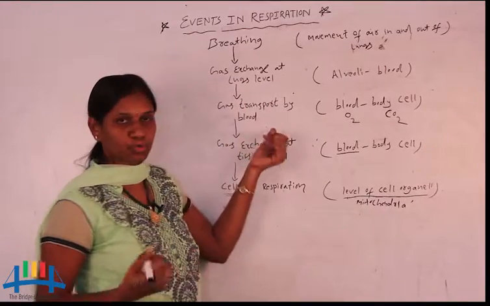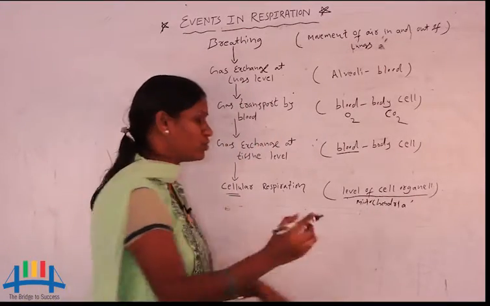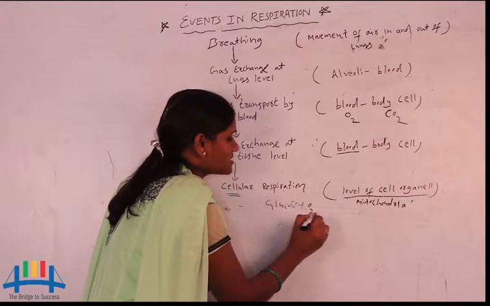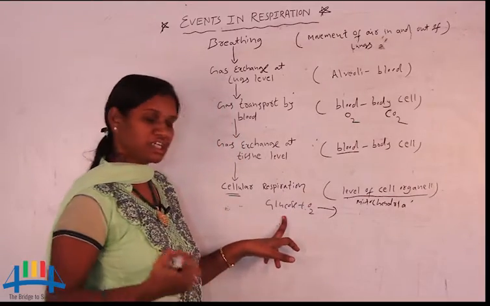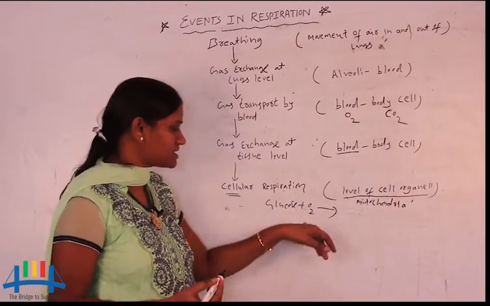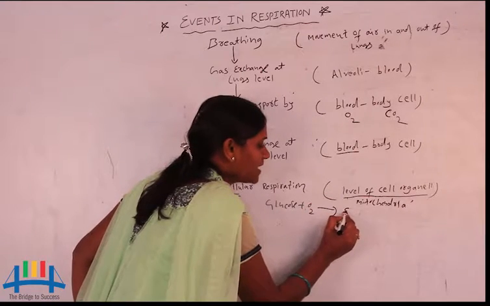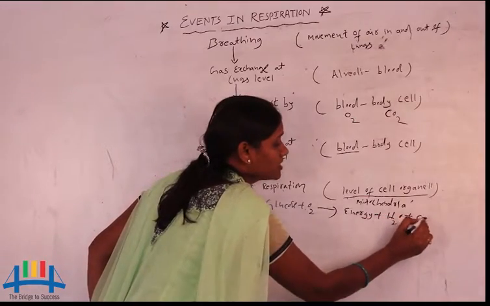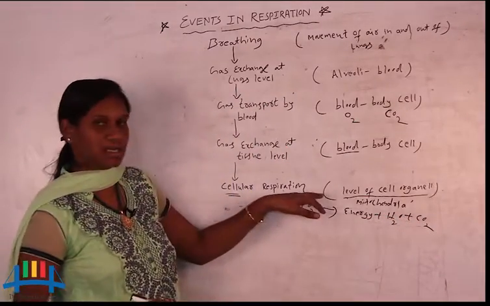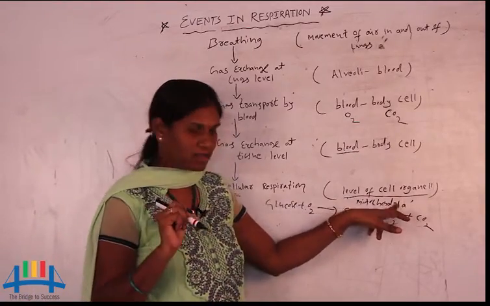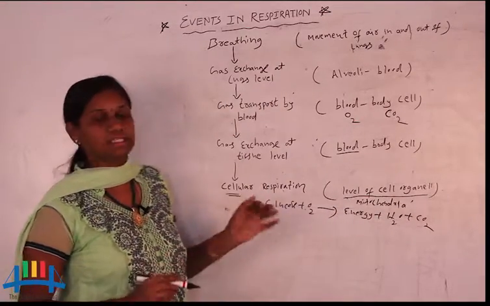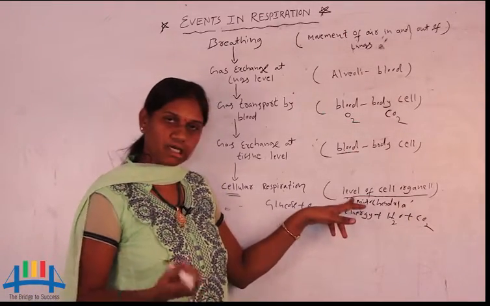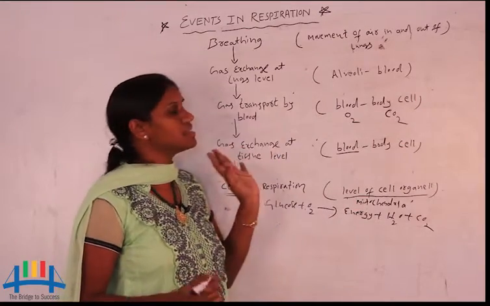When glucose is taken, it is converted into CO2 and water. Glucose plus oxygen means aerobic respiration, which occurs in the presence of oxygen. We get energy, water and CO2. This process occurs in cellular respiration, at the cell organelle level. So finally, in the events or steps of respiration, we get energy, water and CO2 at the cellular level. That is called respiration.